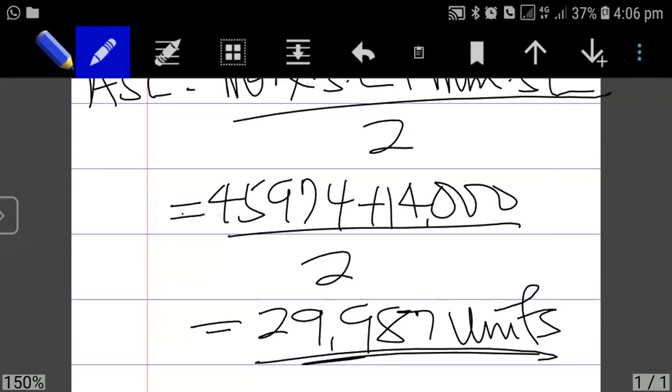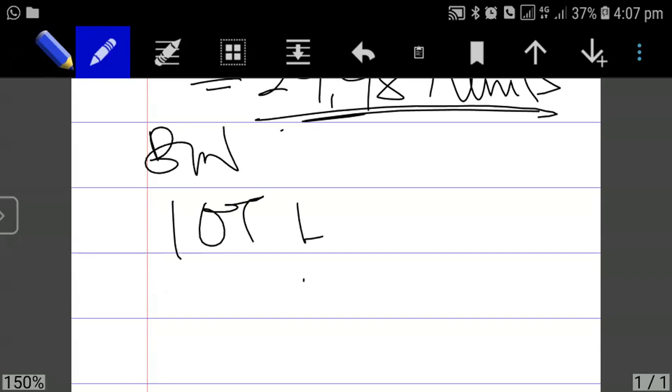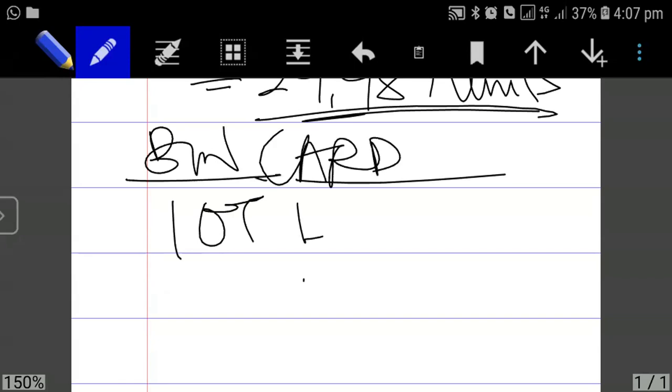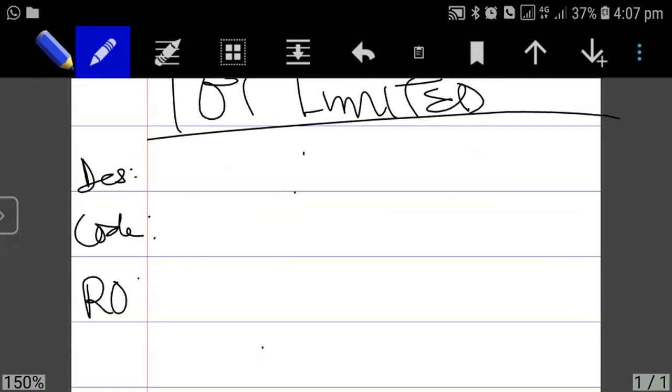And various stock records that we have include the bin card, the stock tally, and we also have the stock ledger card. Is that taken? This bin card, we have already calculated everything. So the bin card is just like that of your invoice. Okay, let's assume IOT Limited bin card. Sample of bin card, okay? You have IOT Limited. For the IOT Limited, you have description here. You have the code. You have the reorder quantity.